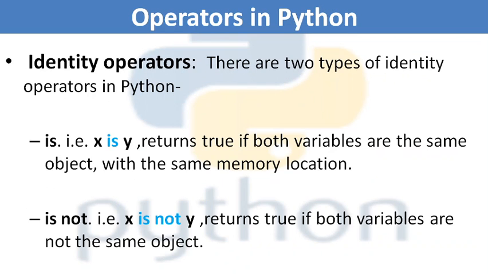Now get back to our presentation again. Next operator is identity operators. There are two types of identity operators in Python. First is x is y, which returns true if both variables are the same object with the same memory location. So how can we check the memory location? We can check the memory location using the id function.